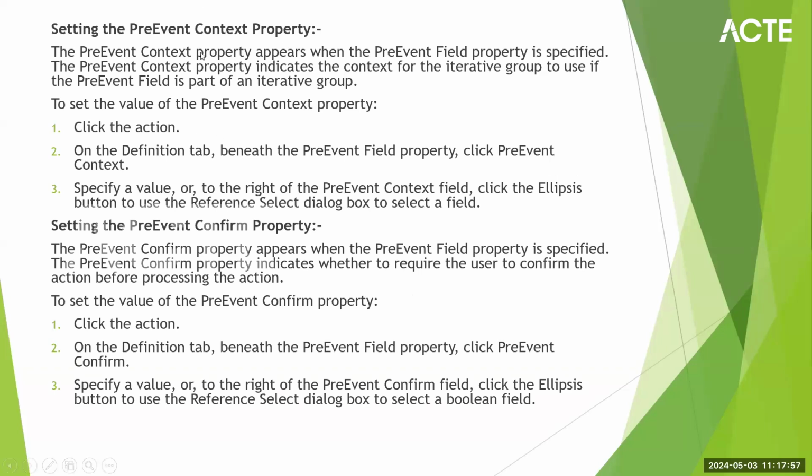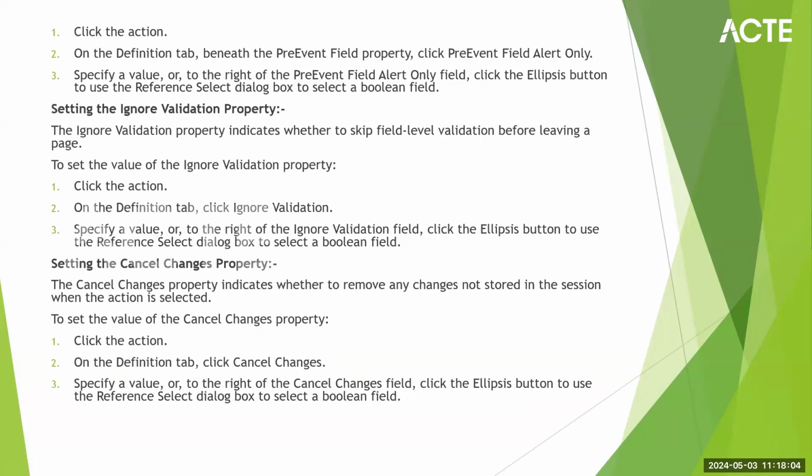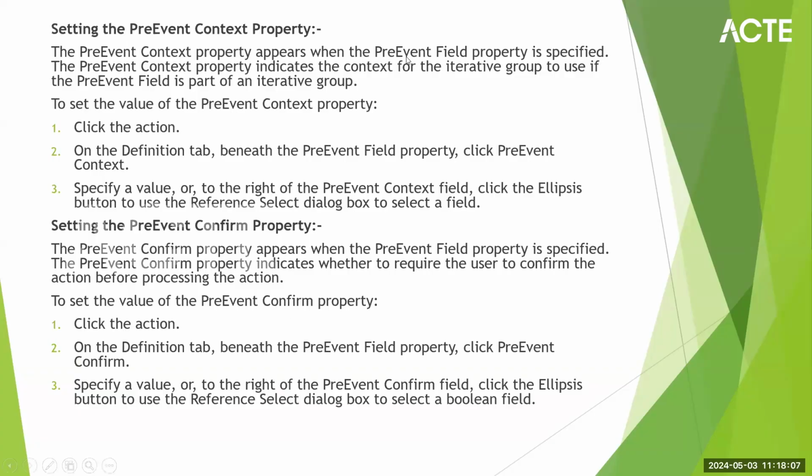Setting a pre-event confirm. Okay, what is it? The pre-event context property appears when the pre-event field property is specified. The pre-event context property indicates the context of the iterative group used if the pre-event field is a part of the iterative group. Suppose you are displaying any iterative group or iterative field values, in that case you can create a pre-event context property.